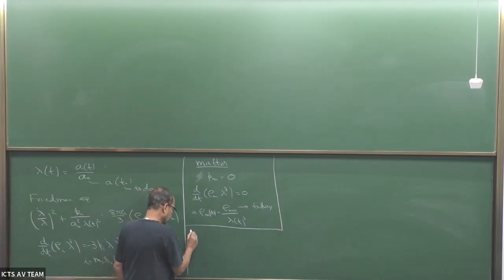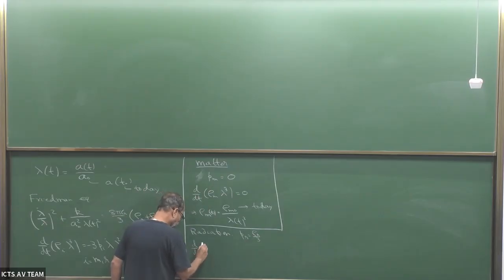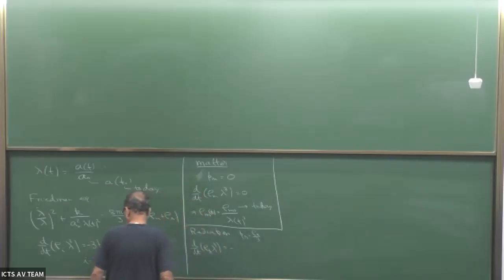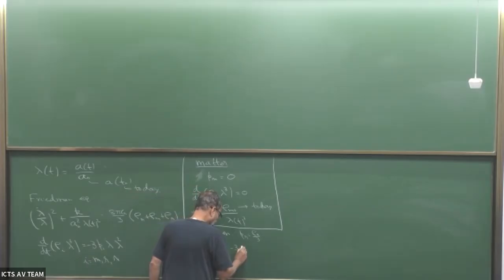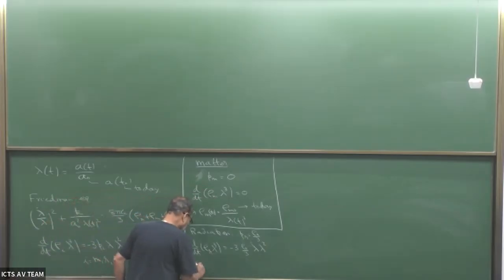So for radiation, we have P_r equal to rho_r over 3. So d/dt of rho_r lambda cubed equal to minus 3 times rho_r over 3 times lambda dot lambda squared. Lambda dot is just d lambda/dt. This you can also write, it's a simple exercise, as d/dt of rho_r lambda to the 4 is 0.